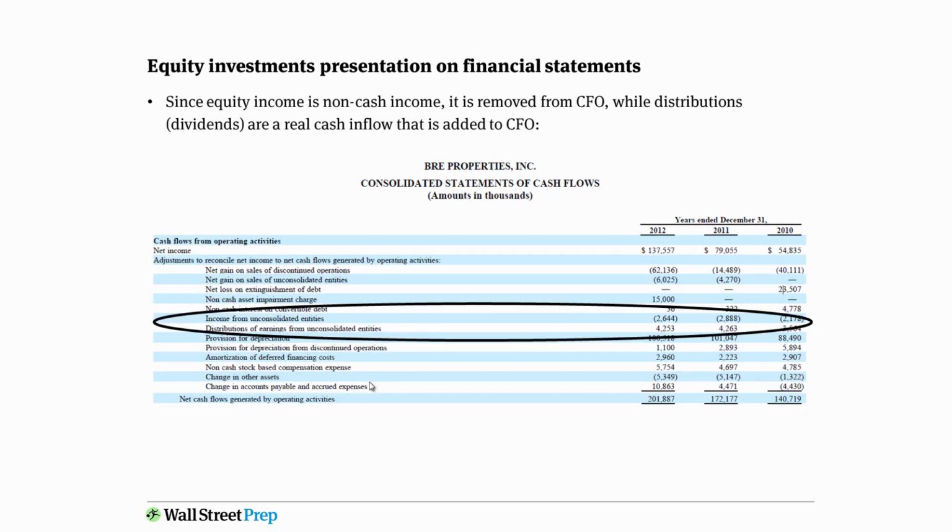Last but not least, since equity income is non-cash income, as we've seen, the only thing that matters is the distributions, the dividends. You see that the equity income in BRE Properties is identified separately, so it's easiest to see. So you see BRE Properties subtracted the income, that $2.644 billion that we saw from the prior page, from net income in cash from operations because it's non-cash. But what is being added is the dividends that BRE received. So it's not the accounting income that's recognized for cash from operations, but rather the distributions of earnings from unconsolidated entities. And dividends is typically the name for distributions of earnings.